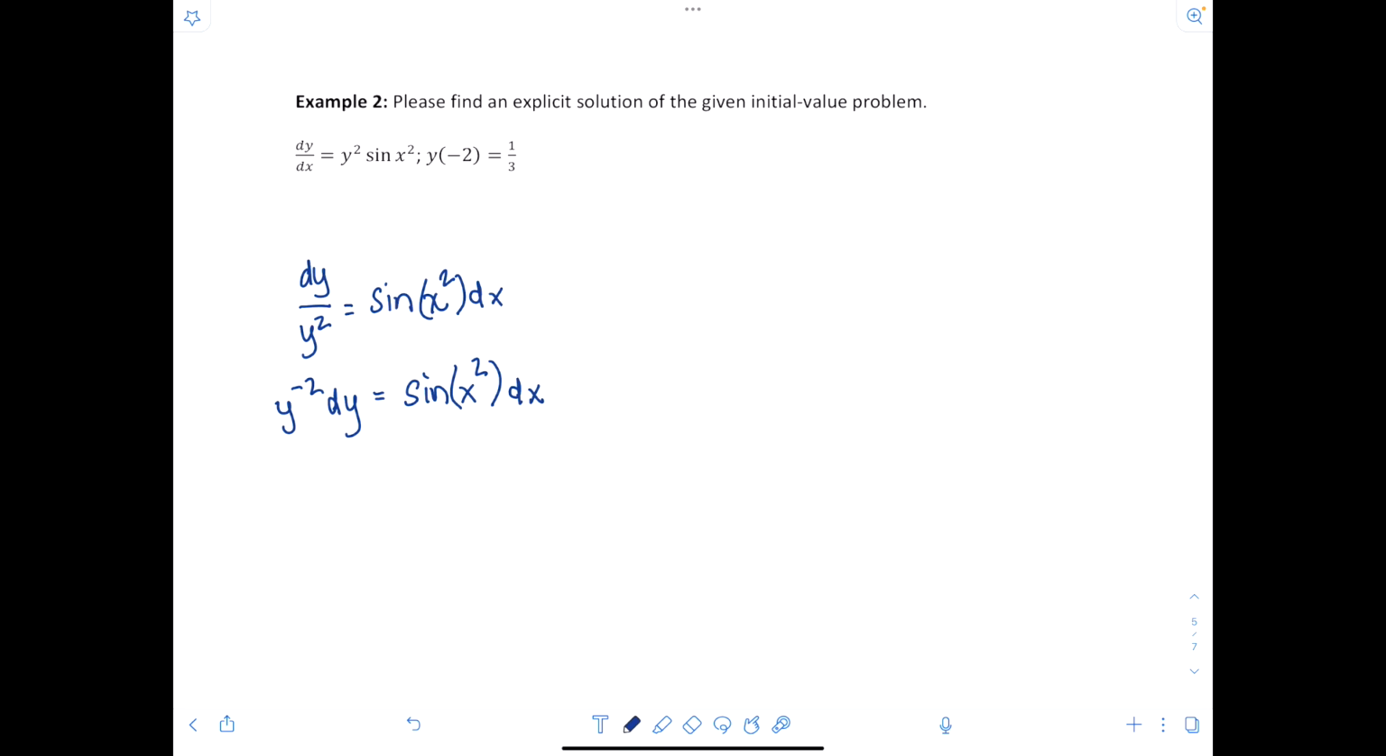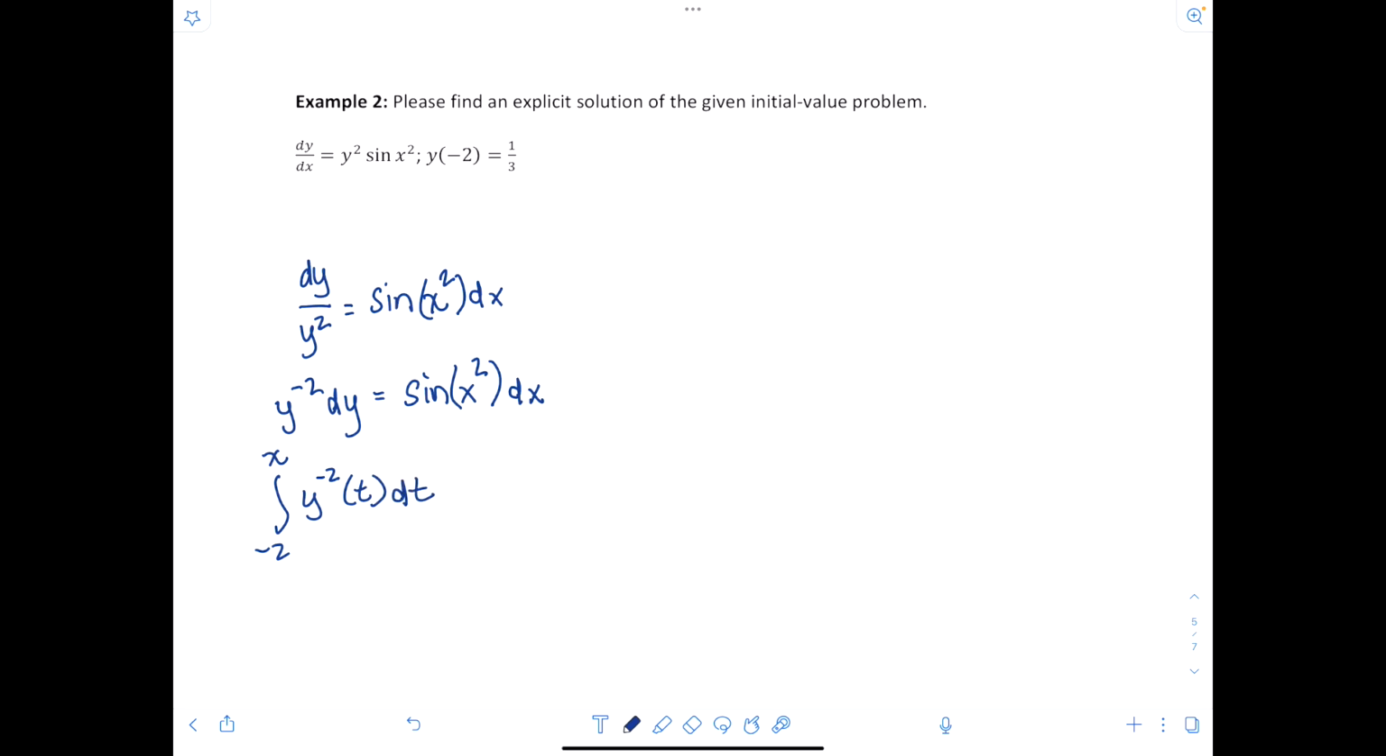So here we go. We're going to rewrite these both as integrals in terms of t, using t as a dummy variable. So what we'll have is the integral, and I'm looking at my lower limit of integration, right? Or actually not lower limit. I'm looking at negative 2 as our x value from the initial value. So negative 2 to x, and then we're going to have y to the negative 2 at t dt.